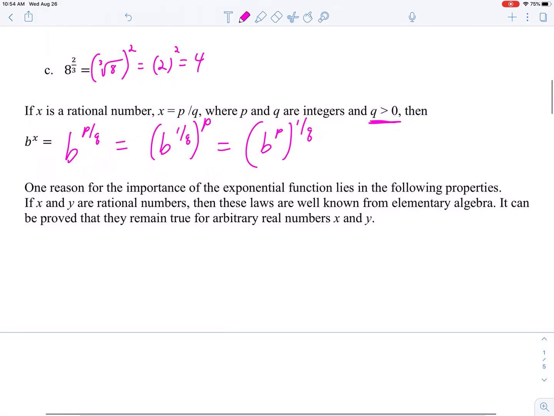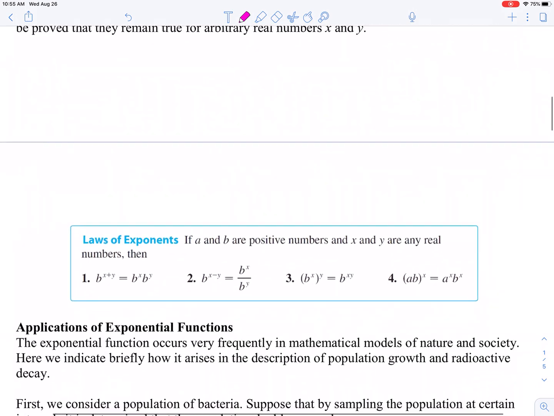One reason for the importance of the exponential function lies in the following properties. If x and y are rational numbers, so ratios, then these laws are well known from elementary algebra. These are the things we just went over. It can be proved that they remain true for arbitrary real numbers x and y as well.